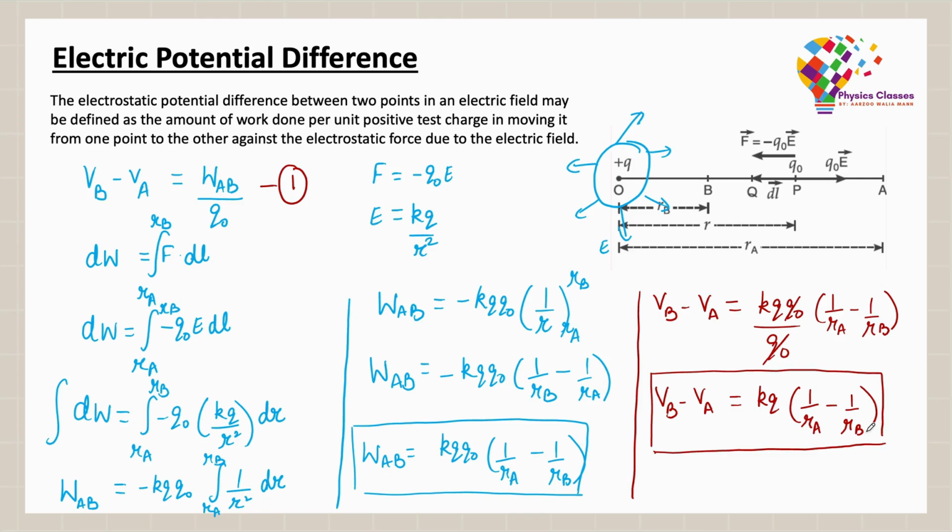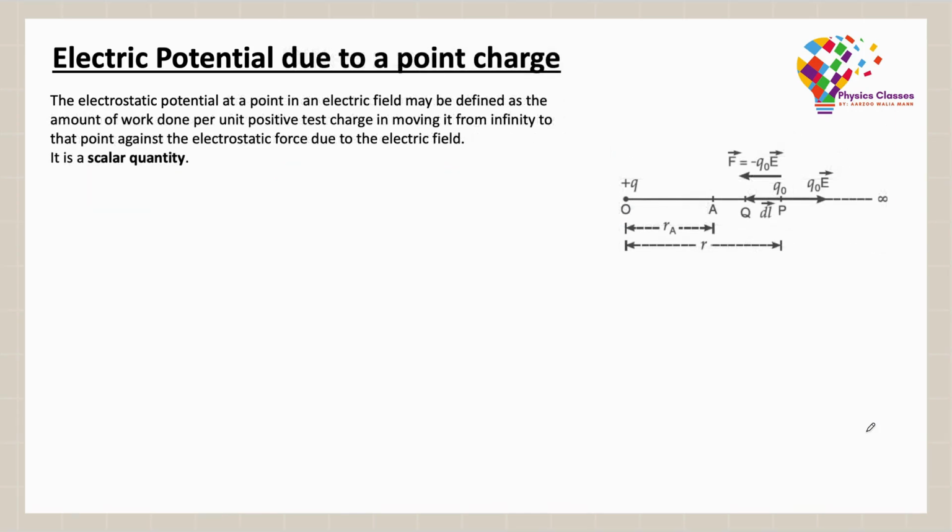Now, with a small variation in this electric potential difference, we can actually define electric potential. The only difference between the electric potential difference and electric potential is that when we are defining electric potential difference, we talk about taking the charge from point A to B. So we are talking about two different points, A and B. Over here, if one of the points is taken as infinity, then that means you are defining electric potential.